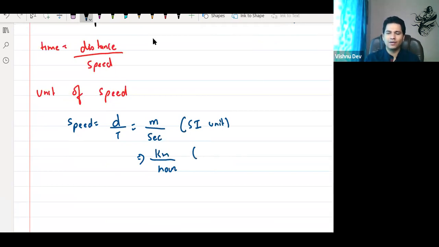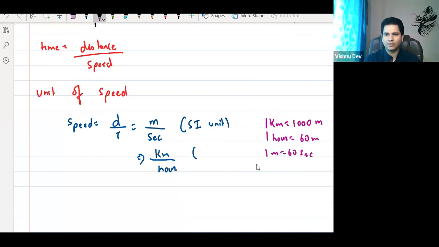Now let us have one concept here. 1 kilometer is equal to how many meter? Tell me. 1 kilometer is equal to how many meter? That is 1000 meter. Yes or no? Ayana, हाथ चलो. Yes or no? Right? Yes. Okay. And 1 hour, right? 1 hour is equal to 60 minutes. Right? 1 minute is equal to 60 seconds.